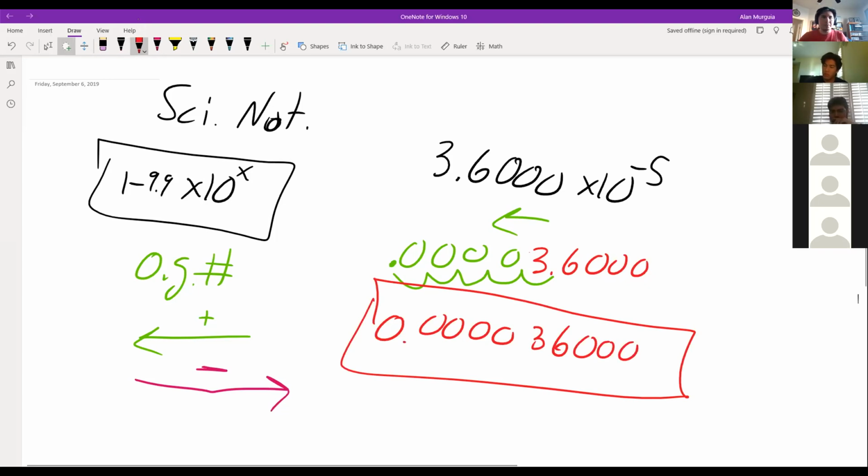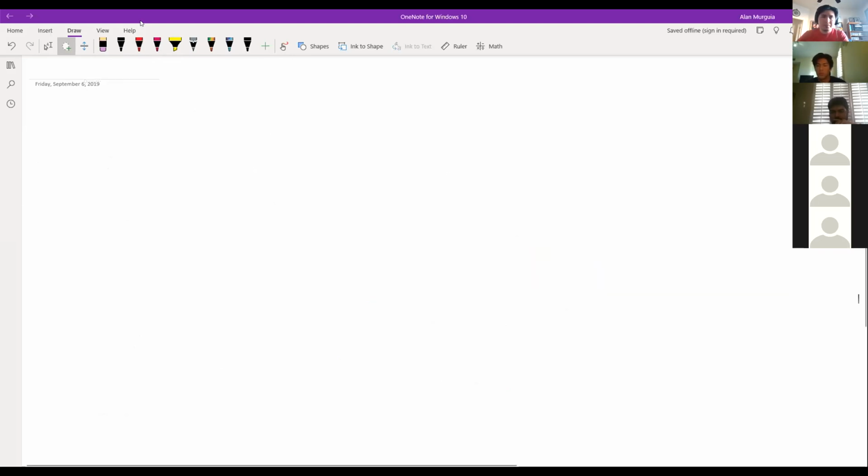It's important to know. Are there any questions regarding this so far? Any concerns? No. Okay. So let's move on to operations with sig figs.